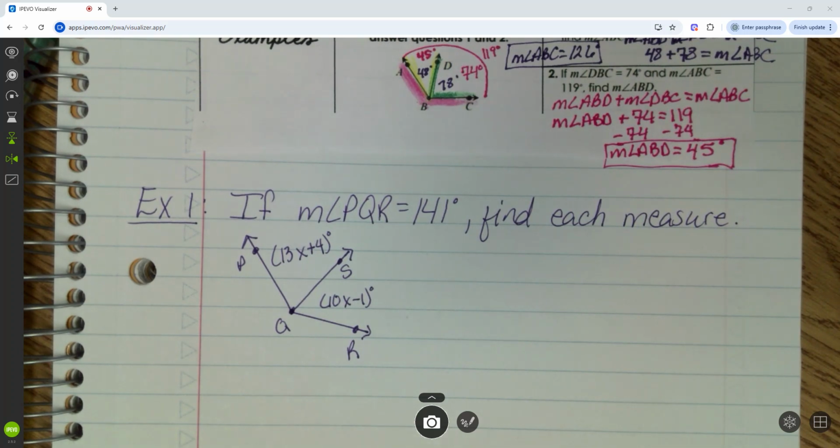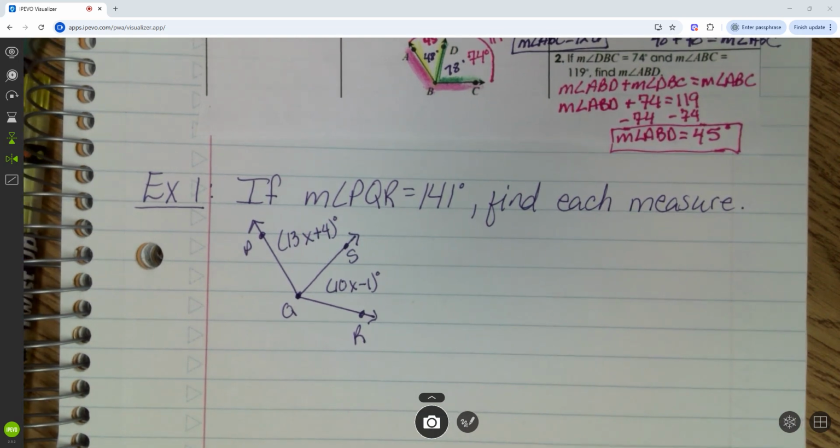Okay, I accidentally stopped my video. So let's look at this example here. Go ahead and pause the video and copy it down. Use your ID to make straight edges.